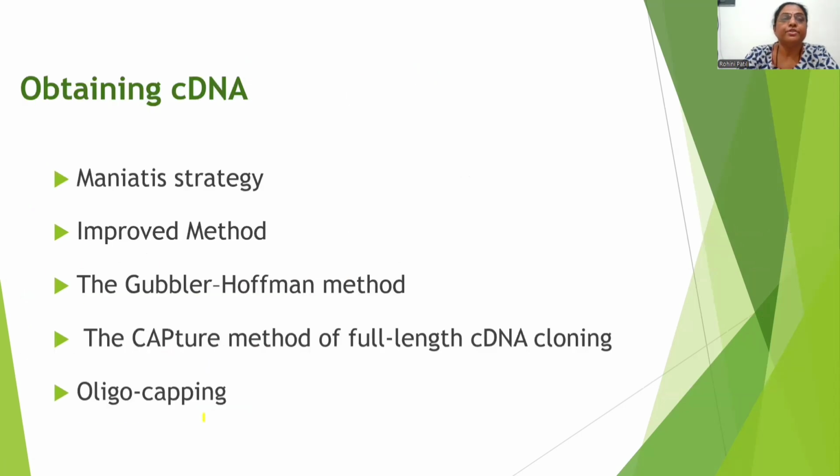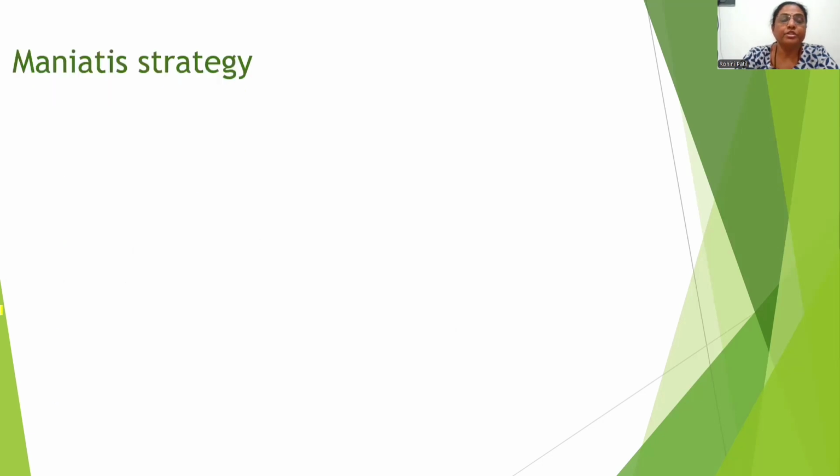Going towards the first one, it is obtaining the cDNA. There are different strategies by which we can synthesize the cDNA. The first one is the Maniatis strategy. Then there is an improved method, the Gubler-Hoffman method. Then there is a capture method of full-length cDNA cloning, and the next one is oligo capping. Going towards the first one, the Maniatis strategy.